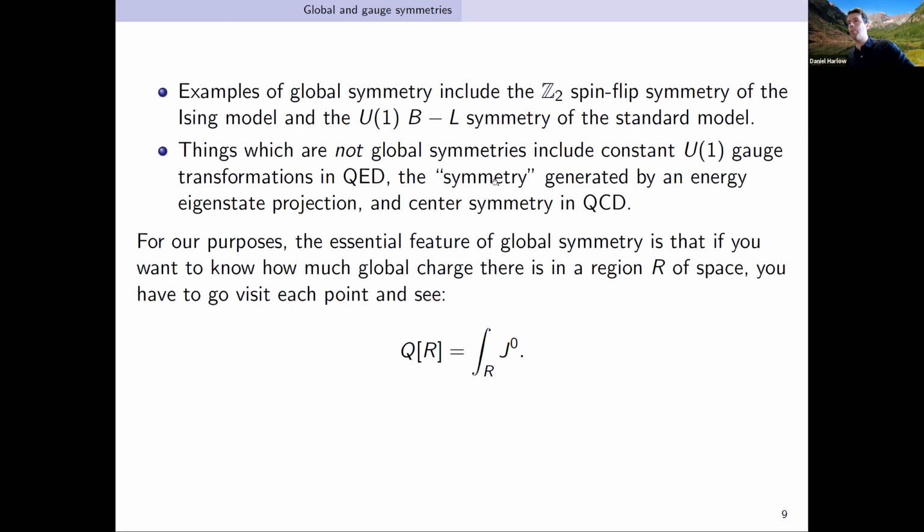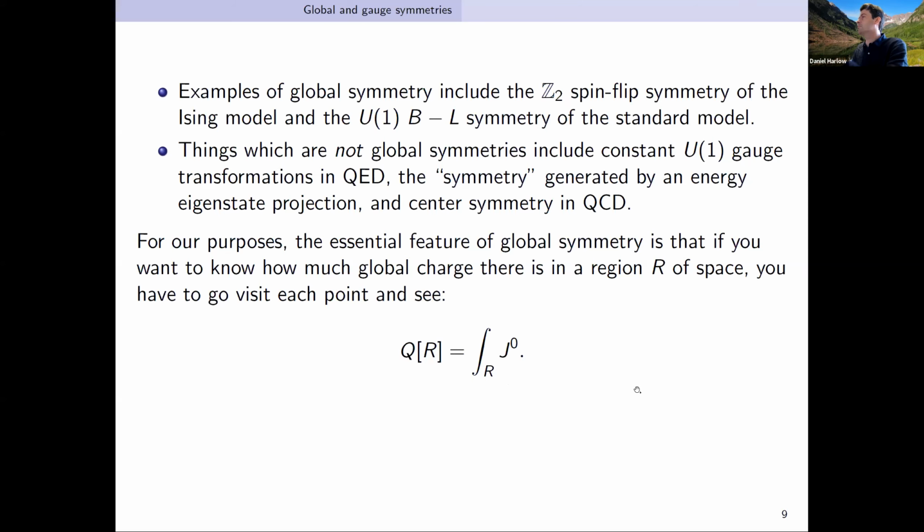Now, for our purposes, the essential feature of global symmetry, which follows from this locality of the action of the symmetry on local operators, is that if you want to know how much global charge there is in a region of space, you just have to wander all over the region and look. You have to do a census. There's no way for you to know other than to visit each site in the region and add up all the charges. Mathematically, that's expressed by saying that the charge in the region is the integral of a Noether charge, the zero component of a Noether current for the global symmetry, integrated over the region.